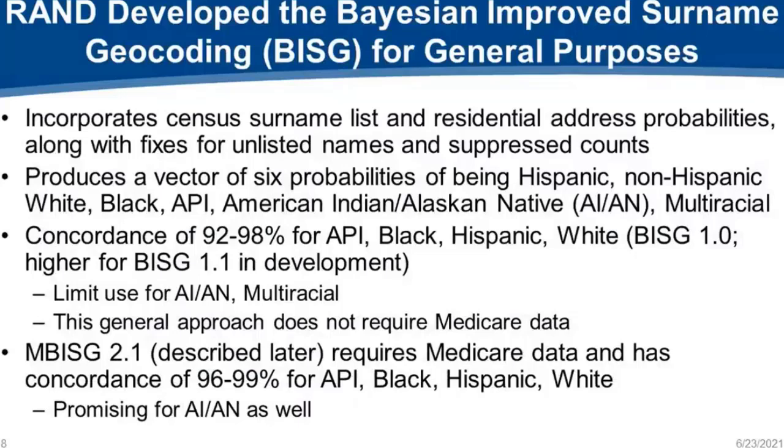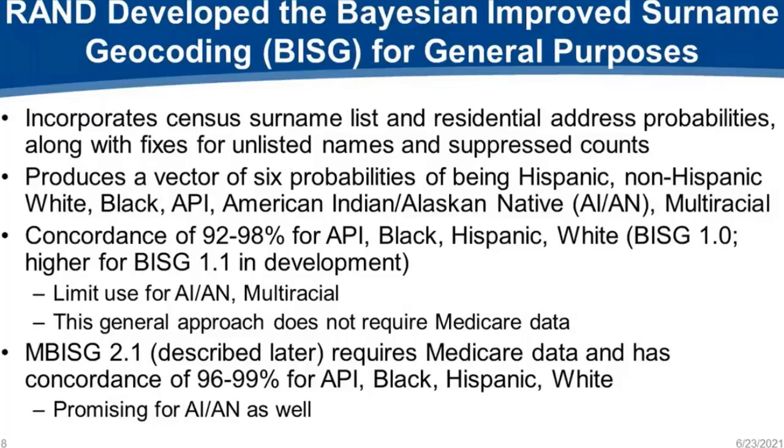I'll first describe the general BISG approach. What this does is it uses information from the census, information about linkages between people's last names and the race and ethnicity they report on the census forms, and also linkages with the residential address. And it calculates the probability that a given person identifies as one of 6 different racial and ethnic groups based on those 2 bits of information. We've done validation studies which have assessed the accuracy of this approach, and the basic name and address approach has high concordance for 4 groups: Asian Pacific Islander, Black, Hispanic, and white. And it's generally not recommended yet for American Indian, Alaska Native, and multiracial groups.